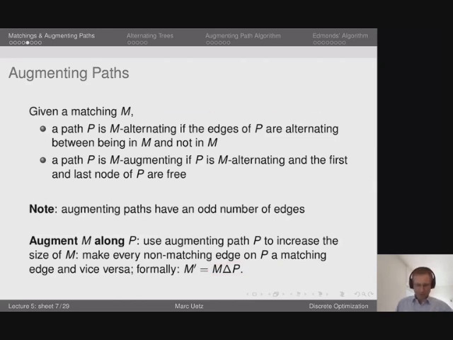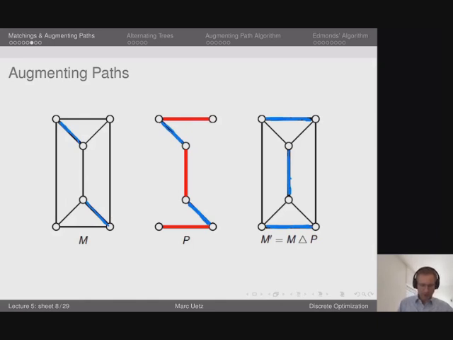So here's a little example. We have a blue matching here on the left-hand side, M, and here we have an M augmenting path, right? Because it alternates between matching and non-matching edges, and the two endpoints of this path are actually free because they are not matched. And now we can just flip the roles of matching and non-matching edges on this M alternating path in order to obtain a matching which has size 3, so one larger than the original matching.